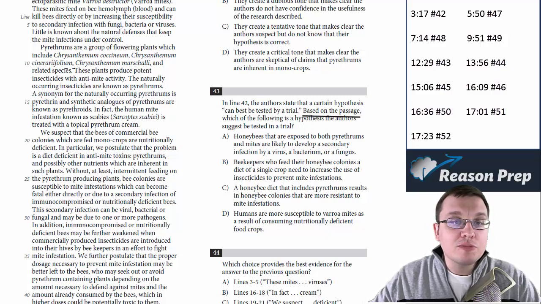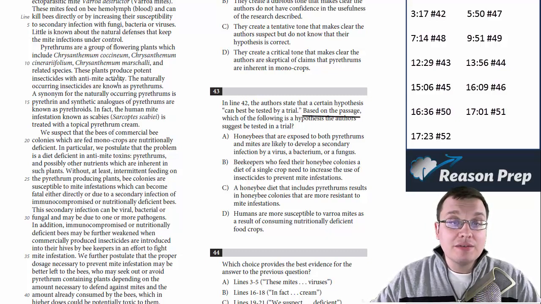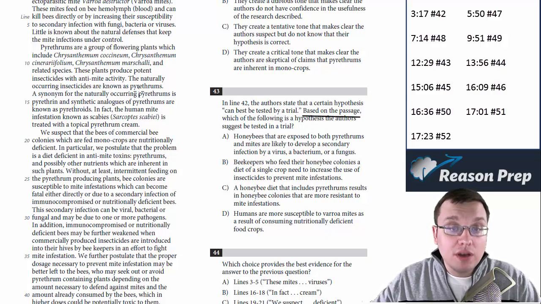These plants produce potent insecticides with anti-mite activity. The naturally occurring insecticides are known as pyrethrums. A synonym for the naturally occurring pyrethrums is pyrethrin, and synthetic analogs of pyrethrums are known as pyrethroids. In fact, the human mite infestation, known as scabies, is treated with a topical pyrethrum cream. Okay, now we're into the paragraph.